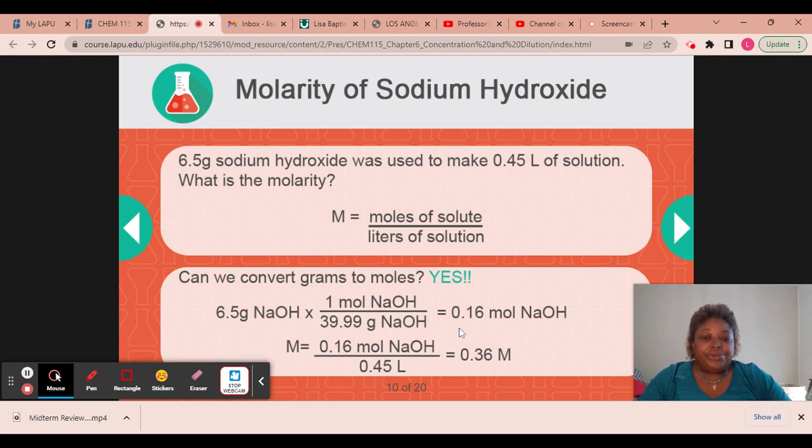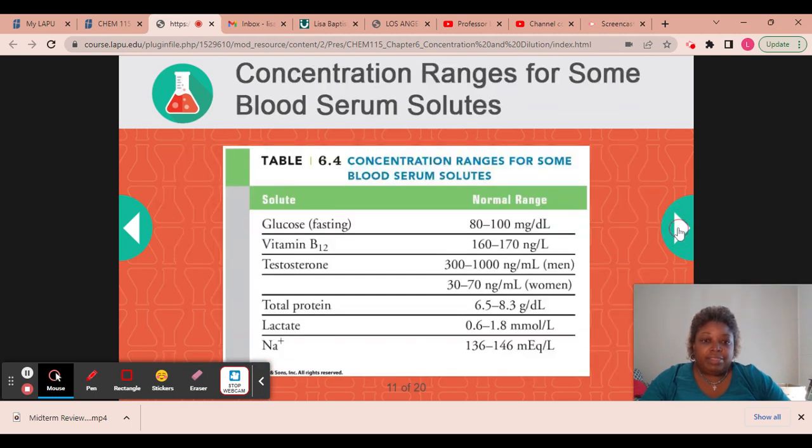The first thing we want to do is convert grams to moles. So 6.5 grams of sodium hydroxide, NaOH, times 1 mole of sodium hydroxide over 39.99 grams of sodium hydroxide. That gives you 0.16 moles of sodium hydroxide. We're going to take that number and divide it by 0.45 liters, and we get 0.36 molar. You can either use capital M for your unit or mol/L, moles per liter, for your units. Okay, so I did want to point that one out.